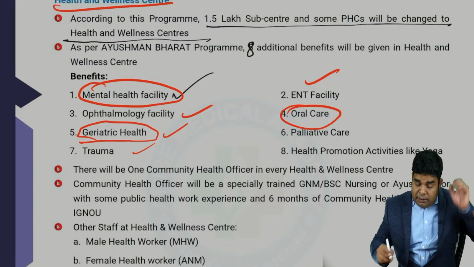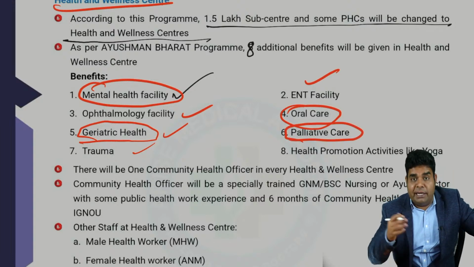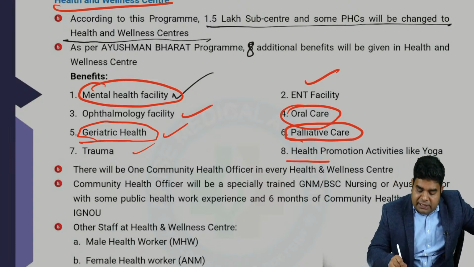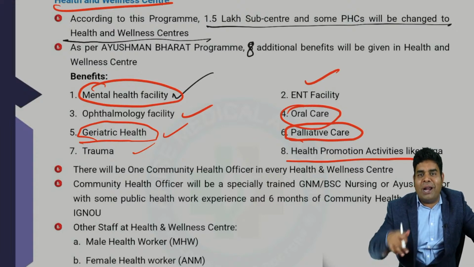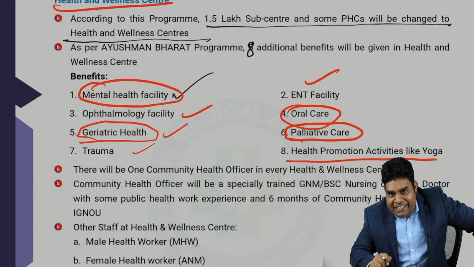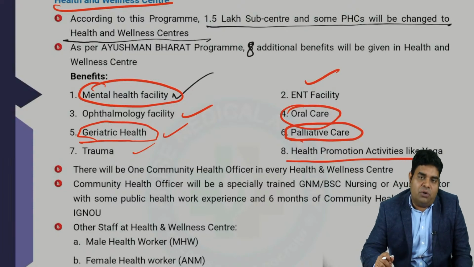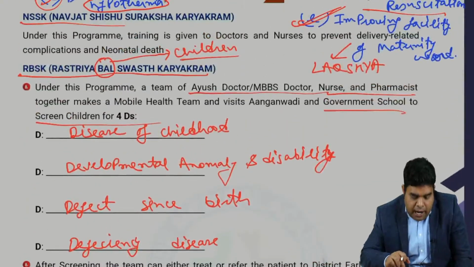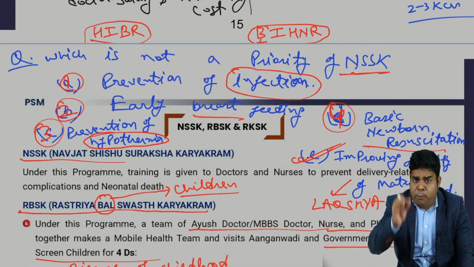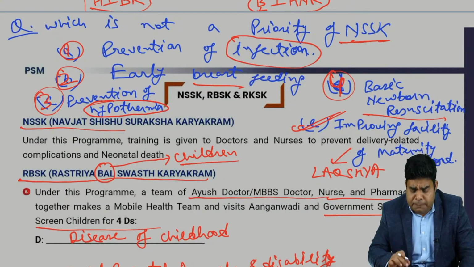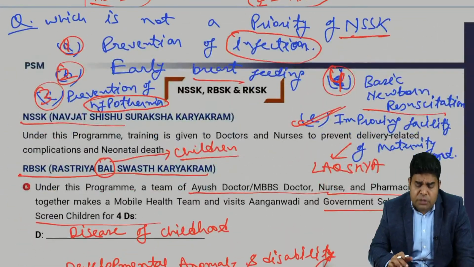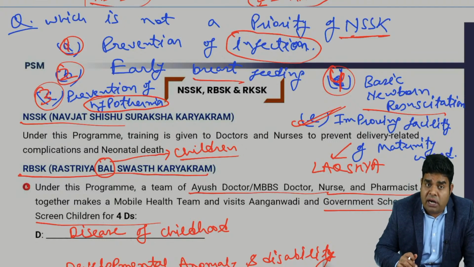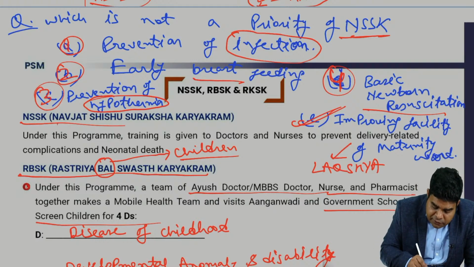And then they will add palliative care, which is not even at medical college many a time. For cancer patients, pain relief care they will give. And the final thing they said is we will give yoga, because yoga will take care of all the things. So these are the new facilities which government is planning to give under Health and Wellness Center. So this is Ayushman Bharat. After that, we should remember this very important and very typical question, which is not a priority of NSSK. NSSK stands for Navjat Sishu Suraksha Karyakram, and Navjat means neonate.